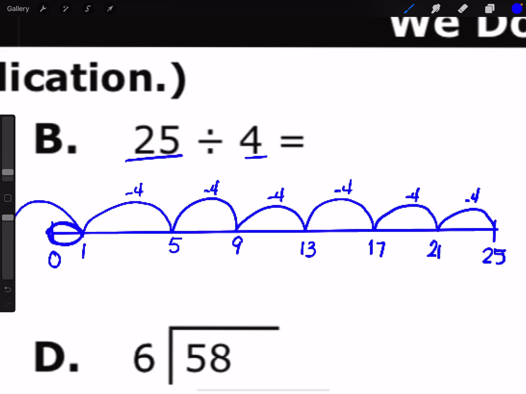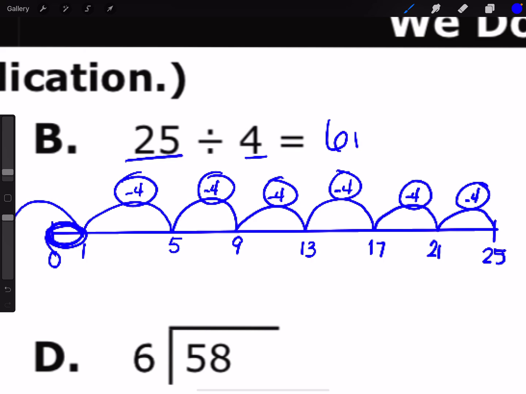So we need to know how many does that represent. From 0 to 1, that represents 1. So we count up the 4s that we jump back. 1, 2, 3, 4, 5, 6, and then the leftover is 1. So we have 6 with the remainder of 1.